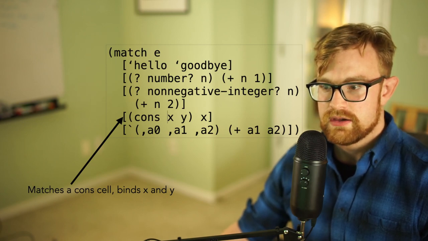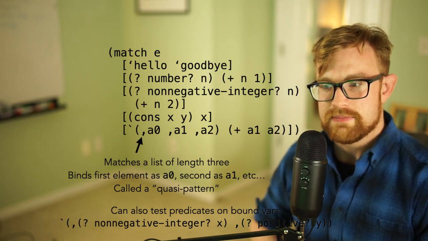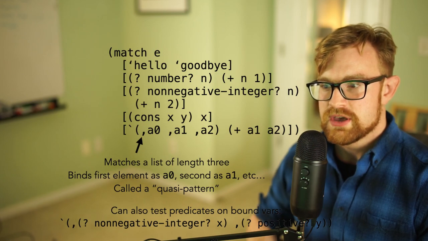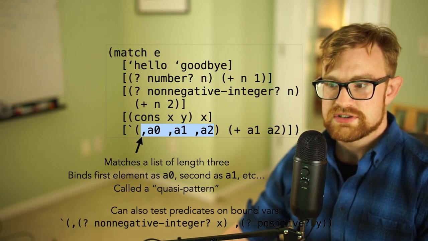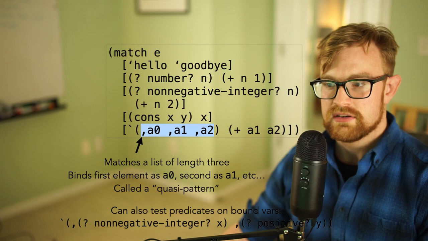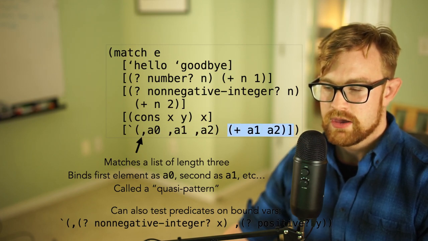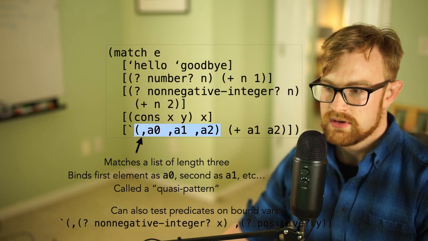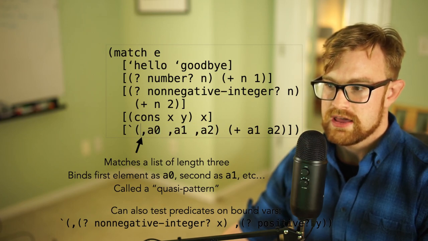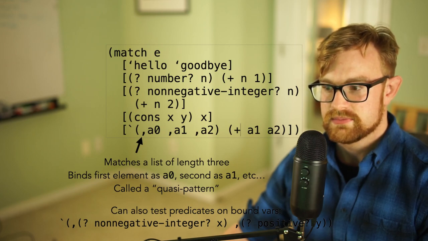All right. Now the last one is probably the one we're going to use most frequently. This one is a quasi-pattern. Quasi-patterns begin with a backtick, and then they have an open parentheses, and they have a list of some length. And in that list, you can specify unquoted variables that get bound, which can then be used in the body. So this here is a quasi-pattern that will match a list of length 3, will bind A0, A1, and A2, and will then return the sum of the last two elements of that list.